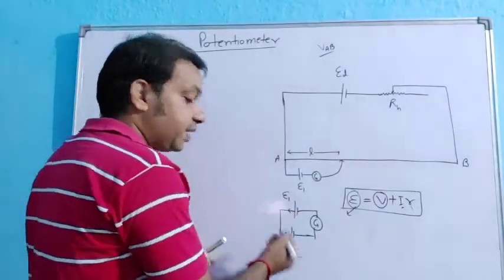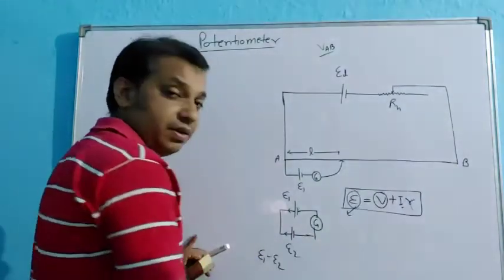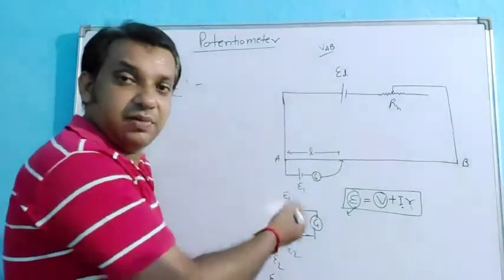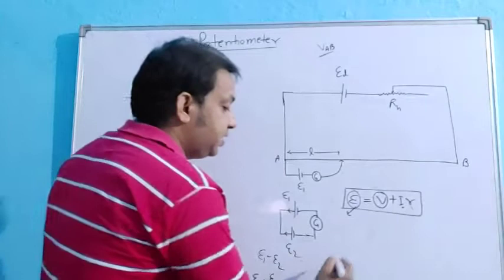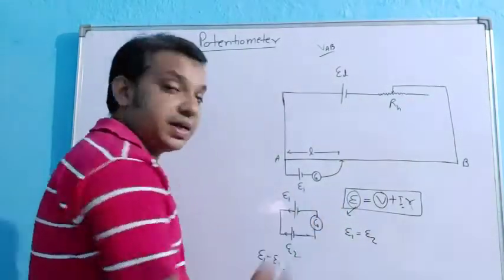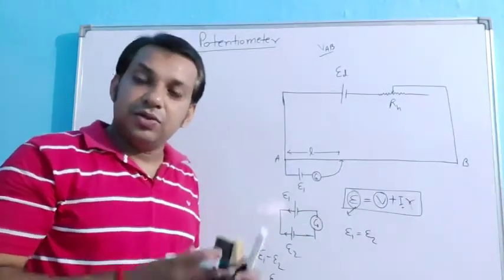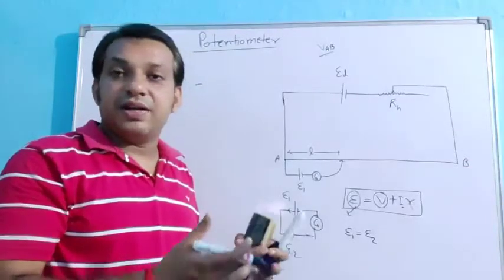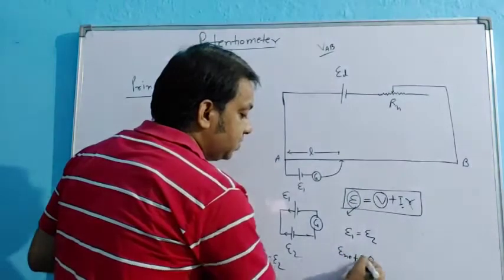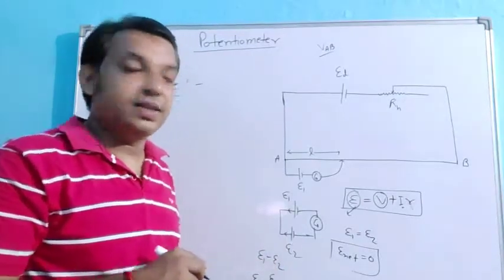So if E1 is greater than E2, then the net potential difference built up is E1 minus E2. If E2 is greater, then E2 minus E1. And suppose E1 and E2 both are equal. In that case, what is the deflection shown by this galvanometer? In that case, 0, because both the effects get neutralized. So you will get E net equal to 0. This principle is utilized here.